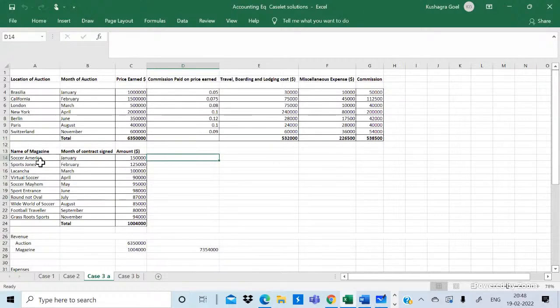This is the money that she's receiving by selling it to different magazines: which month she's selling it, what is the amount that she's selling it for. Similarly, over here in the first table, what is the amount that she's selling it for? Then what's the compensation, let's say the commission that she's earning on that? What are the other expenses?